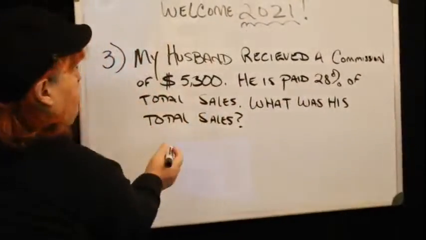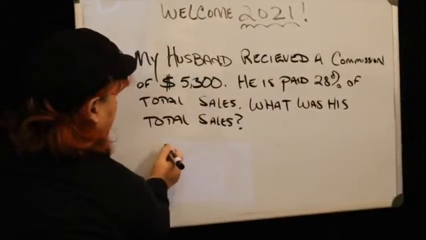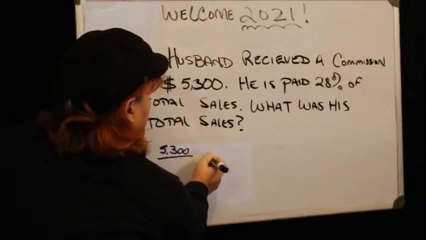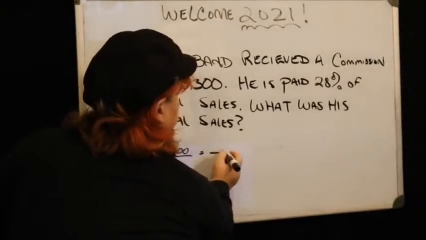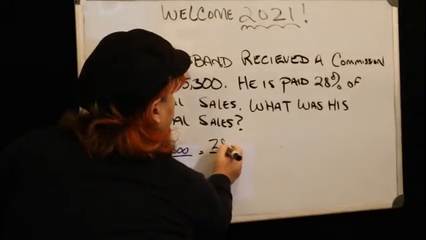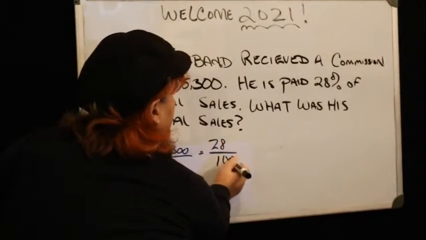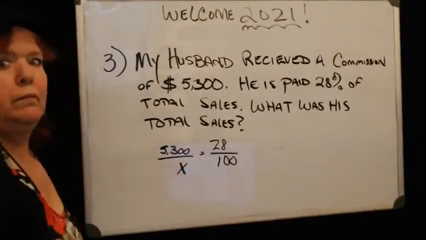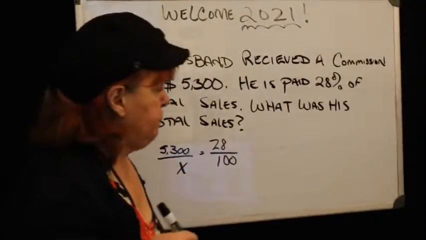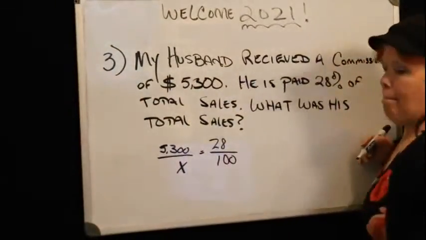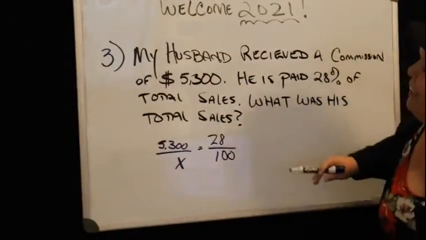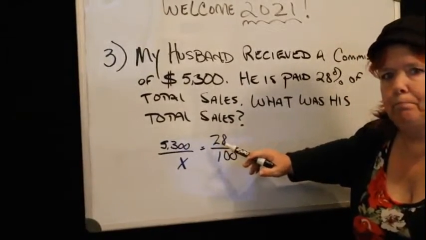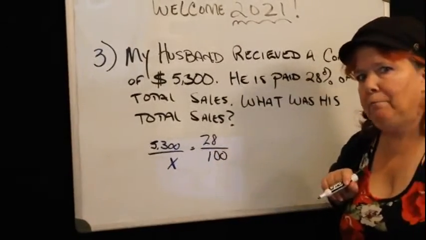All right? So, let's do the formula. So we have the part, which is the 5,300. We have the percent, 28 over 100. What's missing is the whole. Okay? So, cross multiply and then divide. Okay?